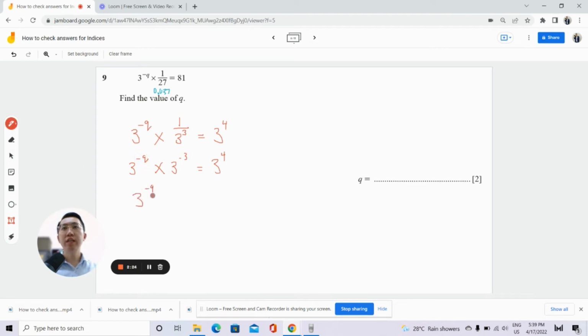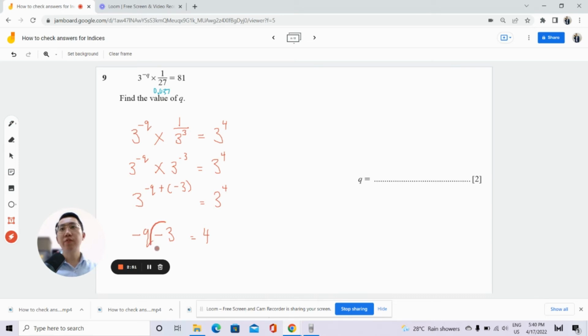Negative q plus, now copy back negative 3 equals, bring down your numbers, okay? So 3 power 4. Now, the moment you see that the base is same, you can now use comparison technique. So just take the power equals to power. Just write negative q. Positive negative will become negative equals. Now take the power of 4, put it here.